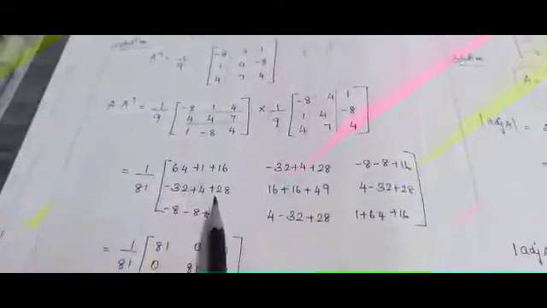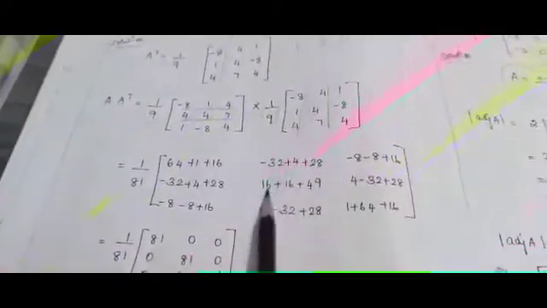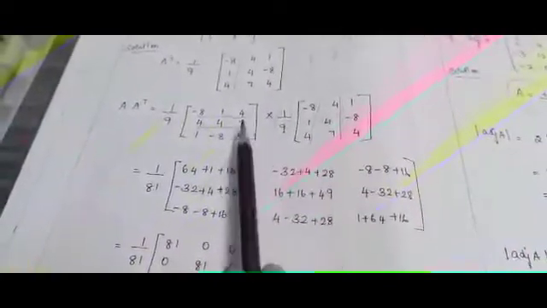Now we need to multiply the second row with the same columns. So 4 into minus 8, minus 32. 4 into 1, 4. 7 into 4, 28. Again 4 into 4, 16. 4 into 4, 16. 7 into 7, 49. See, 4 into 1, 4. 4 into minus 8, minus 32. 7 into 4, 28. So the second row gets over.